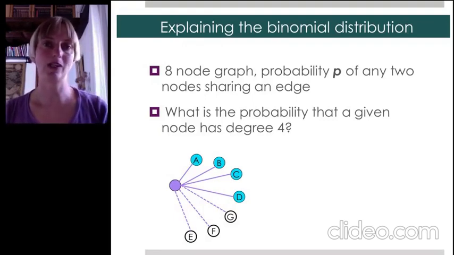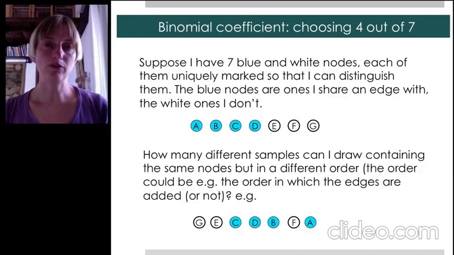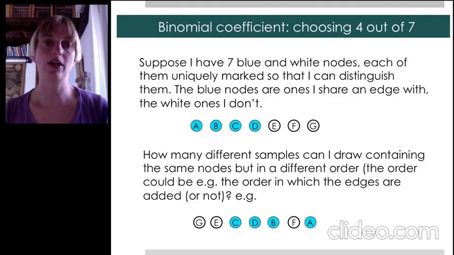And we're going to color those blue, and the 3 nodes that it's not connected to, we're going to color white. First, we need the binomial coefficient, which is going to say what is the number of ways that you can choose 4 out of 7. Well, you can imagine first that you can uniquely identify all the nodes so that it matters whether A goes first, B goes second, or B goes first, A goes second, right?